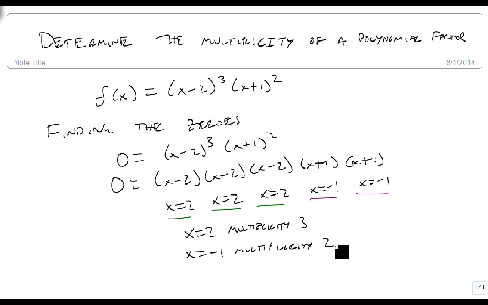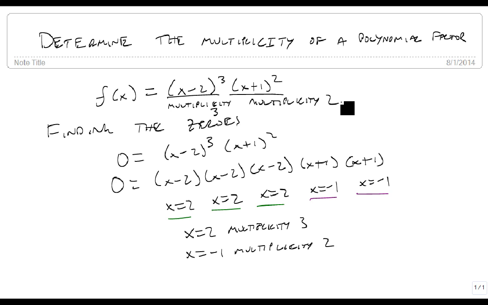So it's real easy to just look at this, and we could also look up here at the factor and say this has multiplicity 3. And this has multiplicity 2. And this multiplicity matters a lot because it determines what happens at the 0 of the function. Does it go through, or does it bounce and go back the other way?